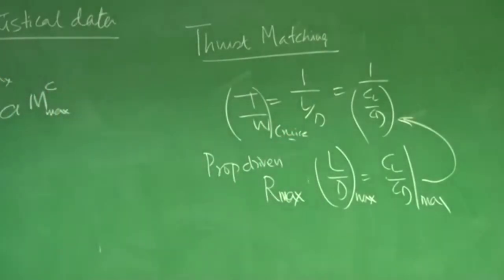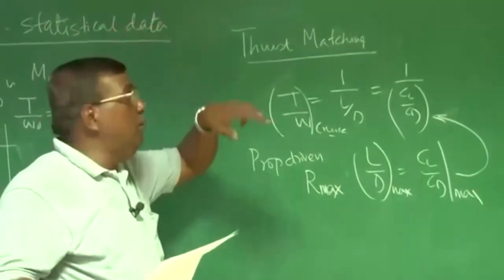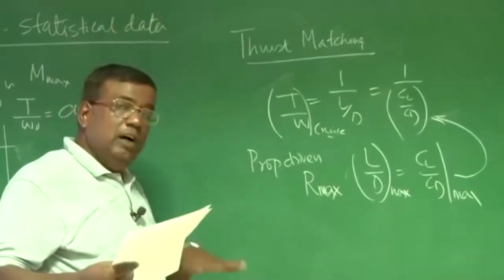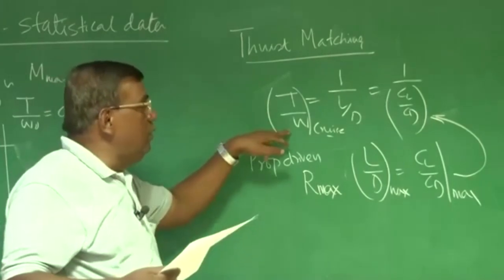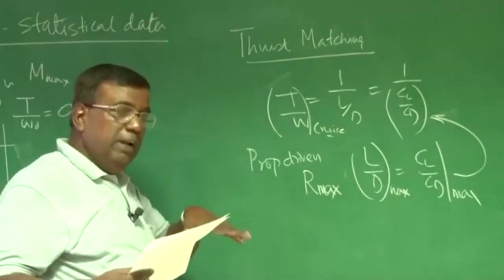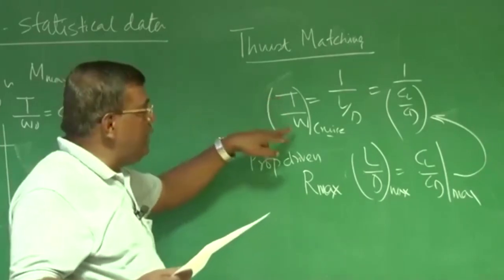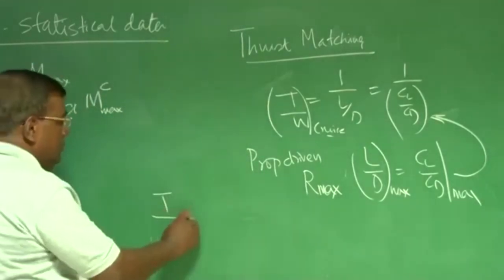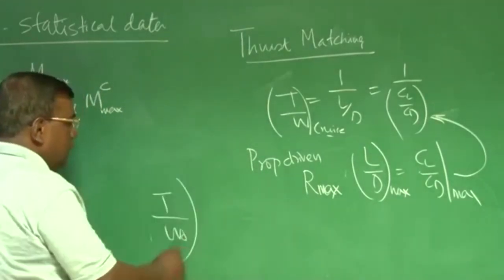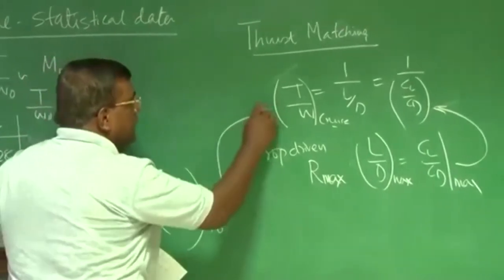requirement. And you have to ensure that really this T by W cruise is available at that altitude, because you know whatever static thrust at ground available is going to reduce at that altitude, you also know the weight of the airplane at the takeoff is going to reduce at that altitude. So you have to give appropriate corrections and ensure that T by W, not takeoff, is such that at cruise you get this value.